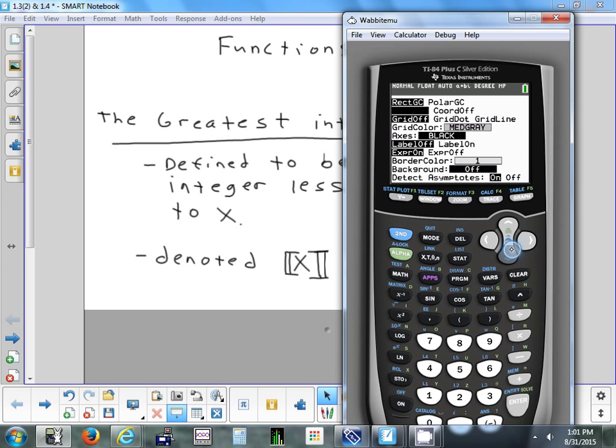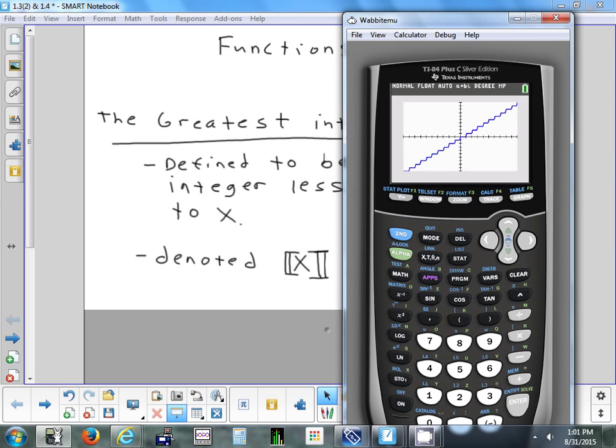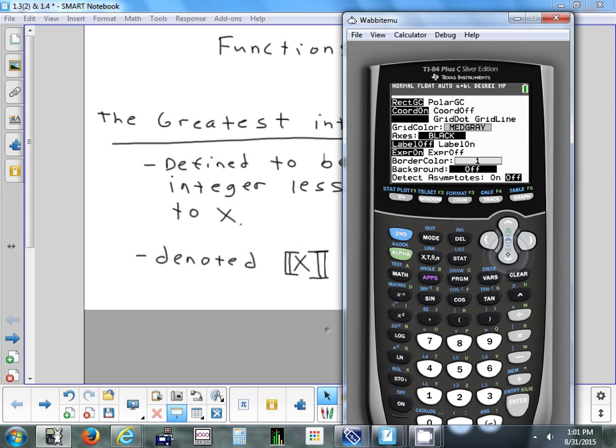If you have an older calculator, the older calculators don't have this feature of detecting the asymptotes, and when you graph it, it looks like that. Notice it did it a little faster, but it tries to connect everything. That's not how it should look. The way it looked before is what it should look like.